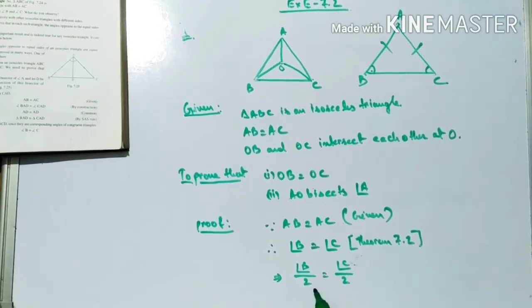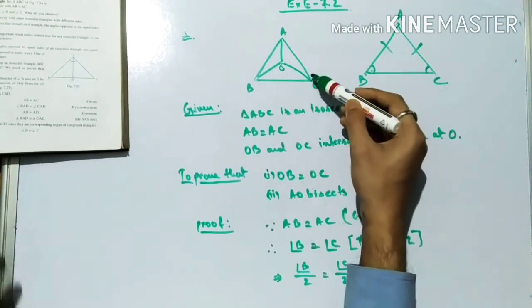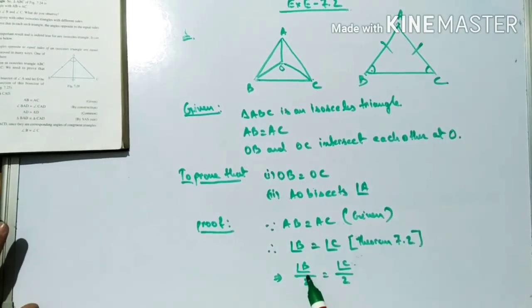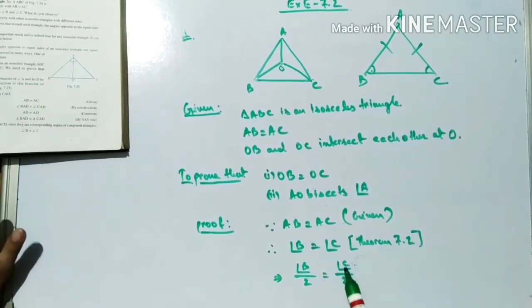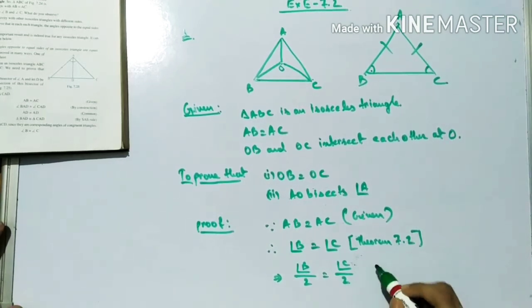Okay, angle B by 2 will be equal to angle C by 2. On both sides I will divide by 2, or you can say that angle B is equal to angle C, and angle B by 2 will also be equal to angle C by 2. Understand? Angle B by 2 will also be equal to angle C by 2.